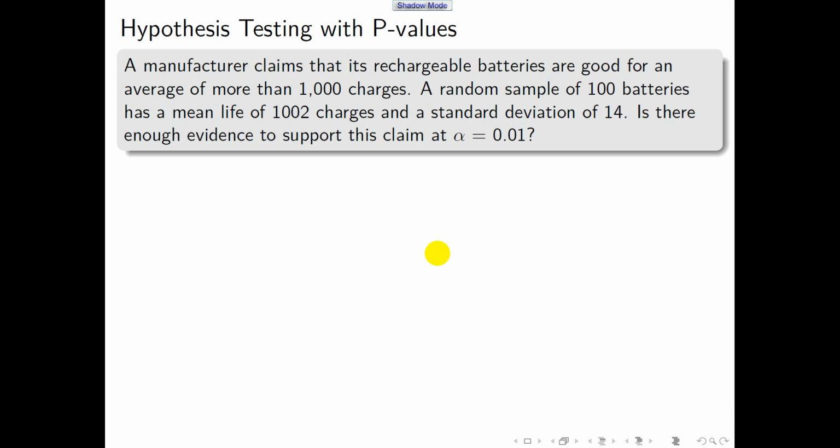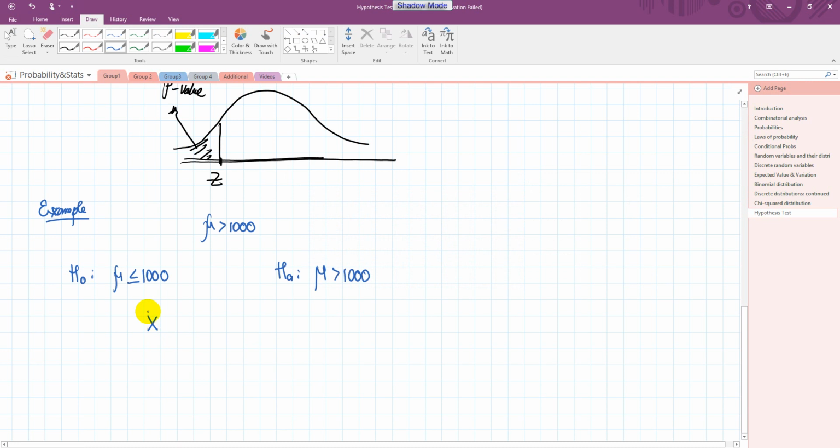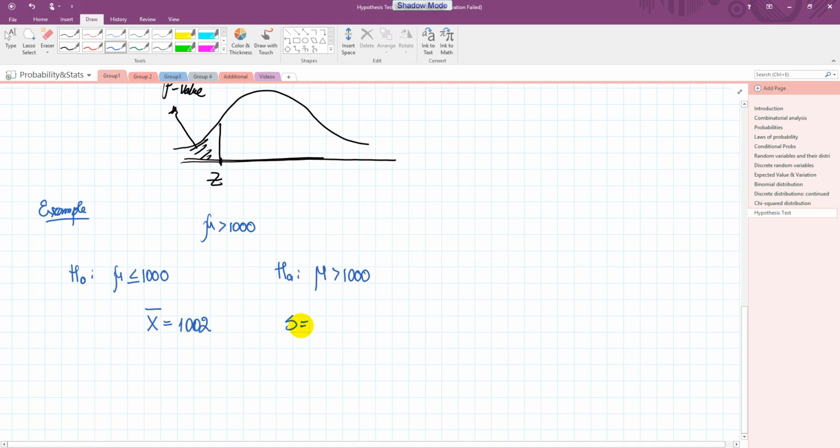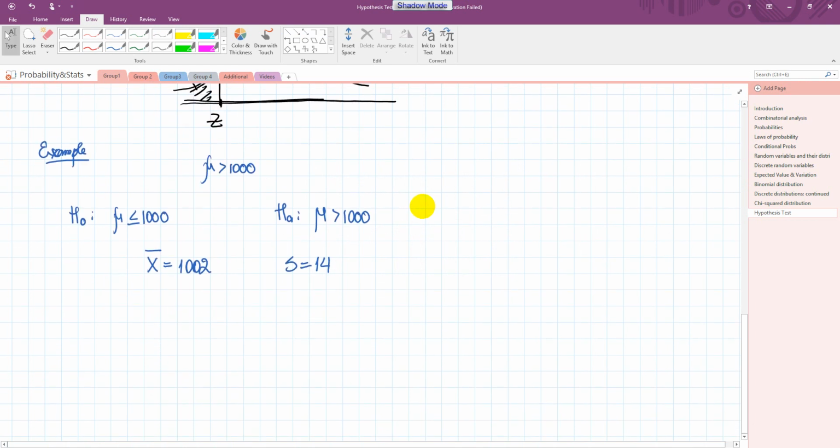Now, we took the sample, and we calculated the average lifetime of the batteries inside our sample. We took 100 batteries, we charged all of them a lot of times, and we calculated that on average, the lifetime of all of these 100 batteries is 1,002 charges. So this is going to be our x bar. x bar is equal to 1,002. And we also calculated the standard deviation for this sample of 100 batteries, which is equal to 14.